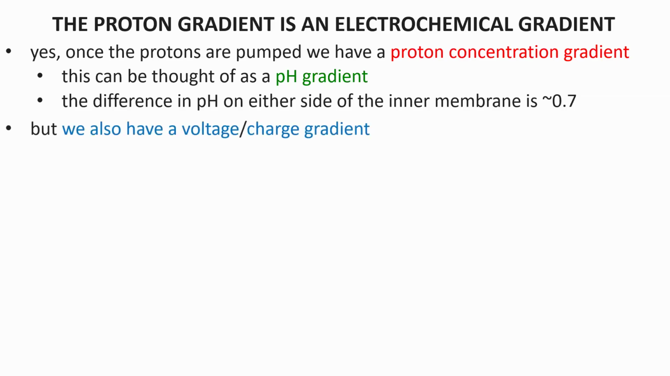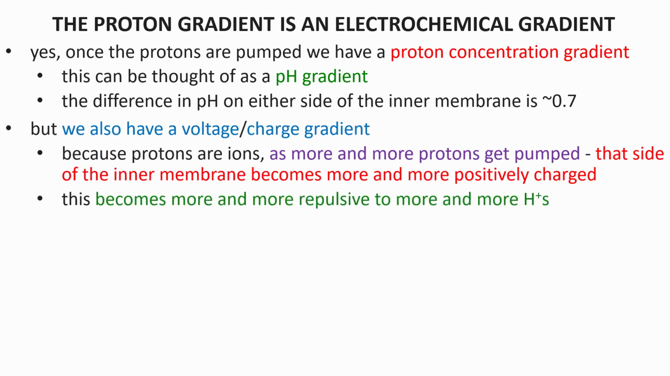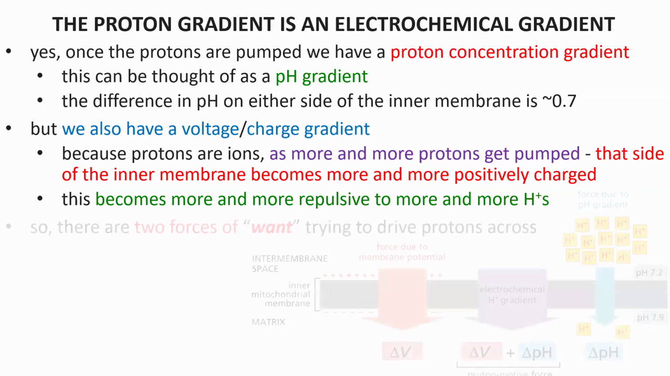But I don't want to negate the fact that we also have a charge gradient, a voltage gradient, because protons are ions. More specifically, protons are cations, positively charged ions. So as we pump more and more protons onto one side of the inner mitochondrial membrane, that side is becoming more and more positively charged. And like charges repel. So the more positive it gets on one side, the more repulsive it is for further protons to go there. Protons want to go where there's negative charge. They're repelled from areas that are highly positive.